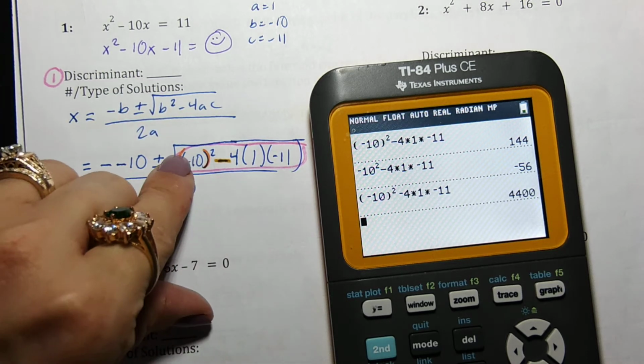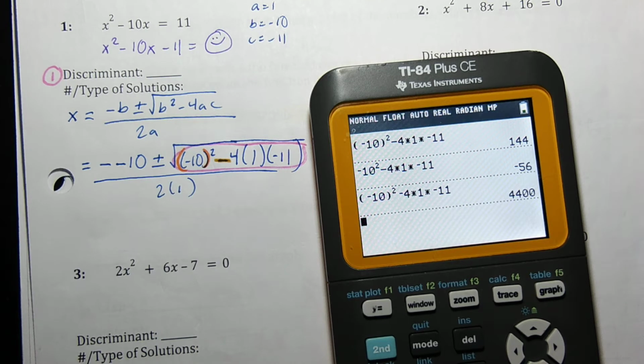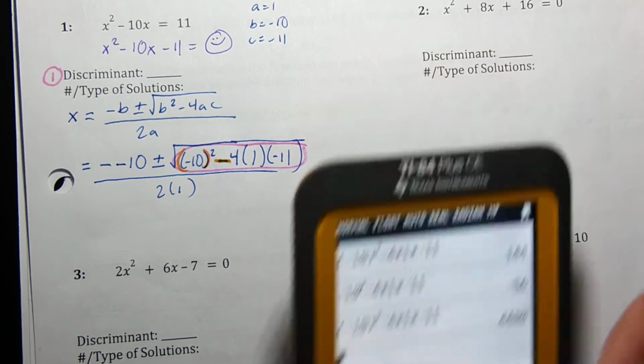So working on the parentheses, working on the minus sign, and actually trying it on your calculators yourself today is going to be huge, because if you don't get that discriminant right, the rest of the problem gets pretty horrible. So our correct discriminant was 144.